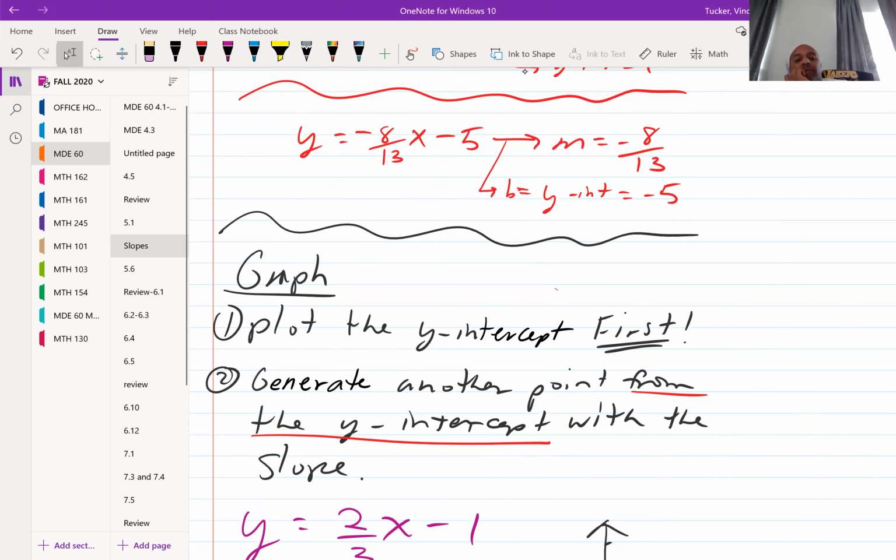All right. So using the slope to graph, first thing you do is plot the y-intercept. Notice I said plot the y-intercept first. And then you're going to generate another point from the y-intercept with the slope. Your slope is a bunch of information, or directions, I should say. Your slope is some directions for us to be able to generate another point. But we have to plot the y-intercept first.